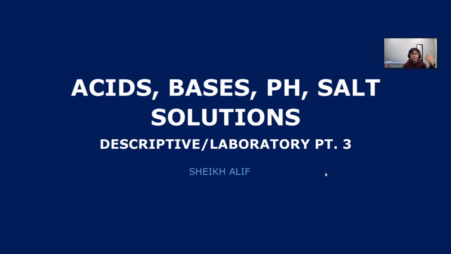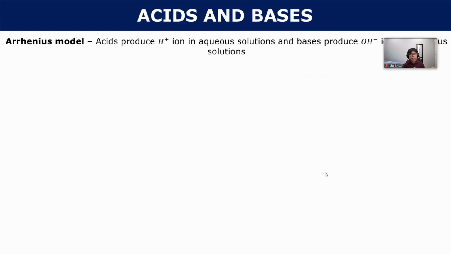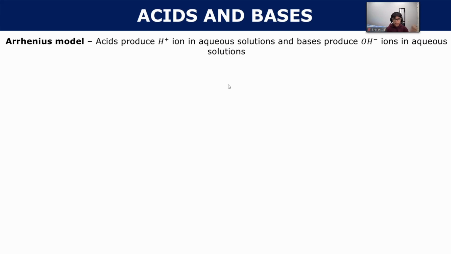An acid or a base is going to be defined differently based on what definition or what model you use. And so there are going to be three major models that I want to go over. The first one is going to be the Arrhenius model. The Arrhenius model is the simplest and probably the oldest, I think. In the Arrhenius model, acids produce H plus ions in aqueous solutions, and bases produce OH minus ions in aqueous solutions. So what does that look like?